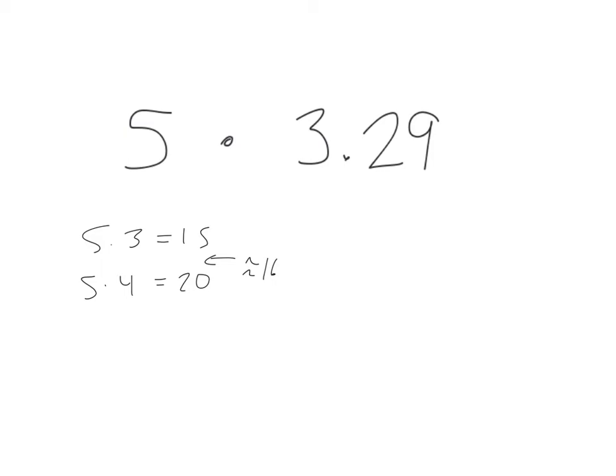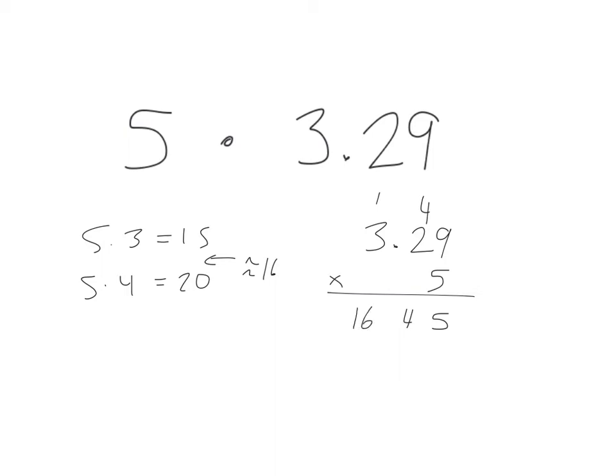So let's just see. Remember, when we multiply, we put the number with the most digits on top, so 3.29, and we put the 5 on bottom. And then all we do is multiply. 5 and 9 is 45, carry the 4, bring the 5. That's 10 plus 4 is 14. And then 5 and 3 is 15 plus 1 is 16.